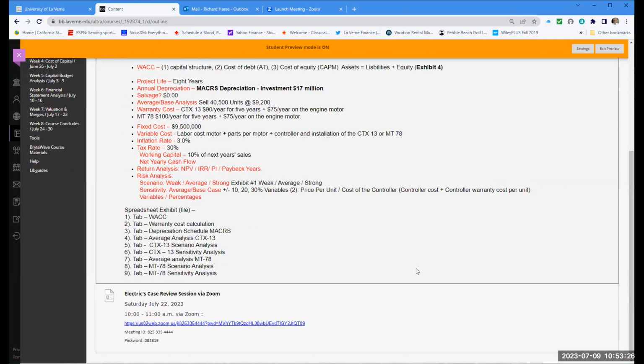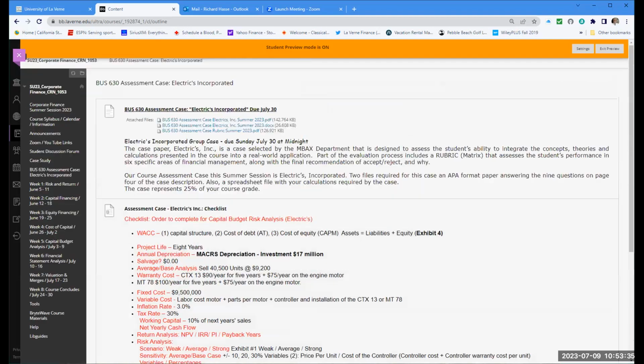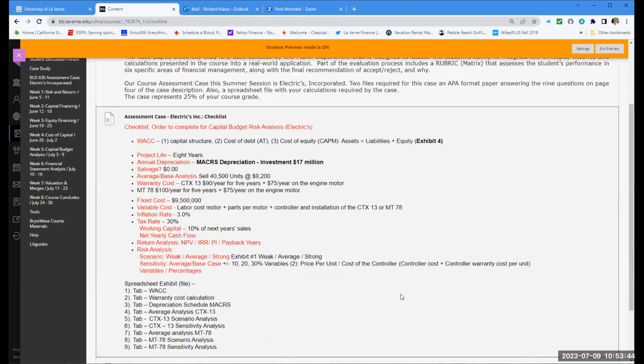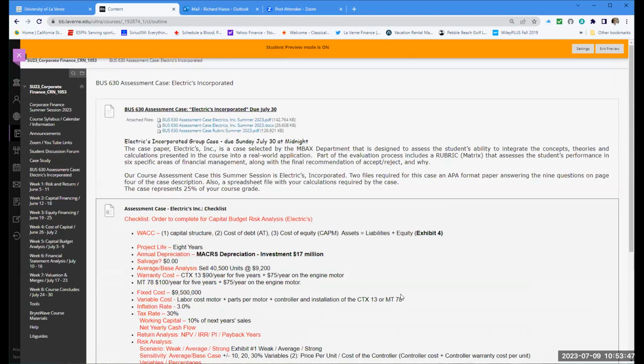Again, today's date is July 8th, so you have 2 weeks to prepare and review this case prior to the review session. I strongly urge you not to wait until the last week of the class, the week of July 24th, to do this case. As you'll find out as you read it, it requires some time and preparation and research. So let's take a look at the specifics of this case in this week number 5 weekend video.